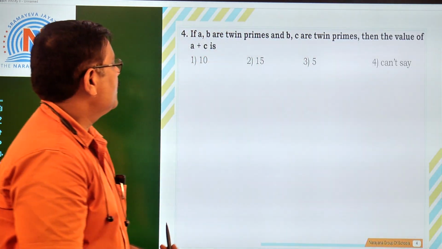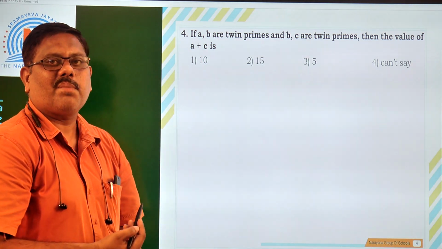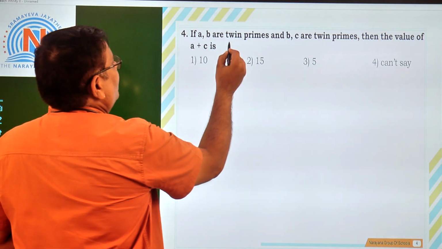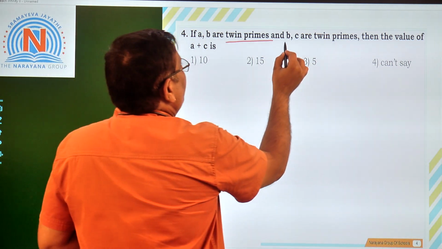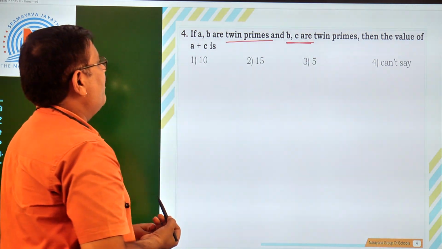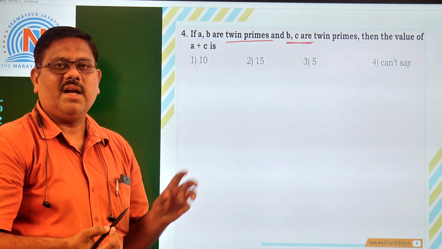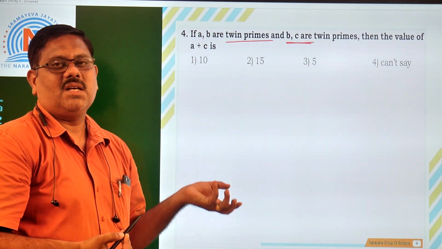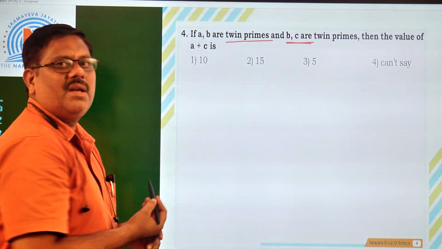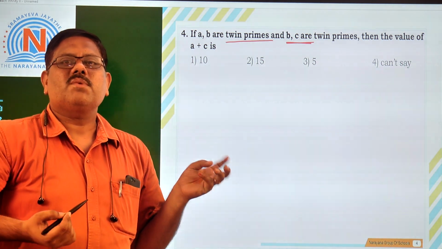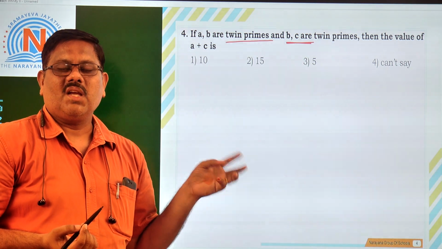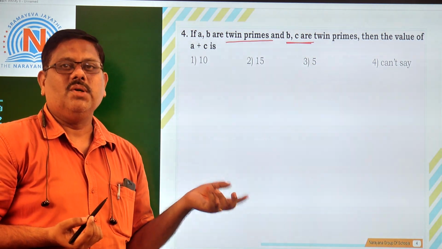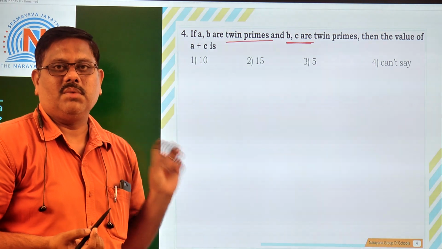The next question is, if a comma b are twin primes, this is a very important word, twin primes, and b comma c are twin primes, here b and c are also twin primes, then the value of a plus c is, a and b are twin primes as well as b and c are twin primes. What is the meaning of twin primes? Two primes are said to be twin primes if the difference of them is 2. If the difference of two prime numbers is 2, we call them twin prime numbers.